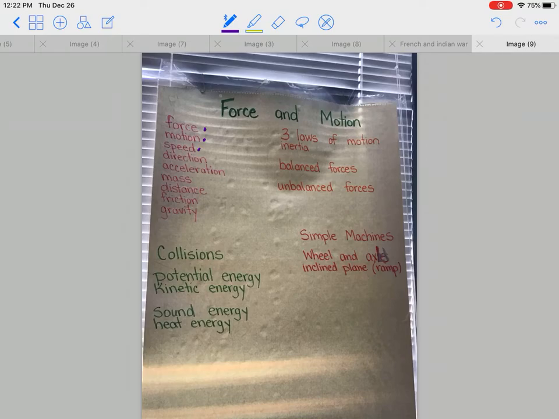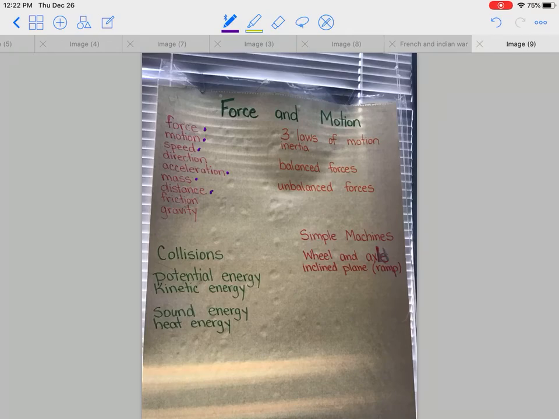Acceleration can mean several different things. Acceleration can mean speeding up, but it could also mean either slowing down or changing directions. Mass is very similar to weight. It's how much there is of a substance.